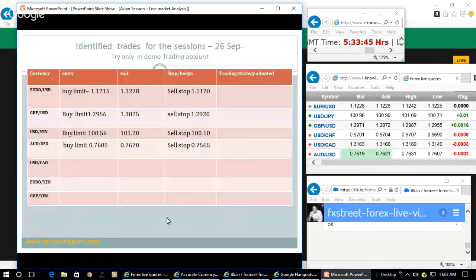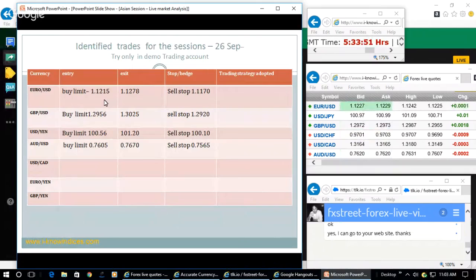Now coming to the trades for the day. Here you find that I kept the levels near the initial low. They are likely to breach the initial low in the case of euro during the late session slide. At that time you pick up the buy, and later during the European session, they are expected to gain the level, then book profit.